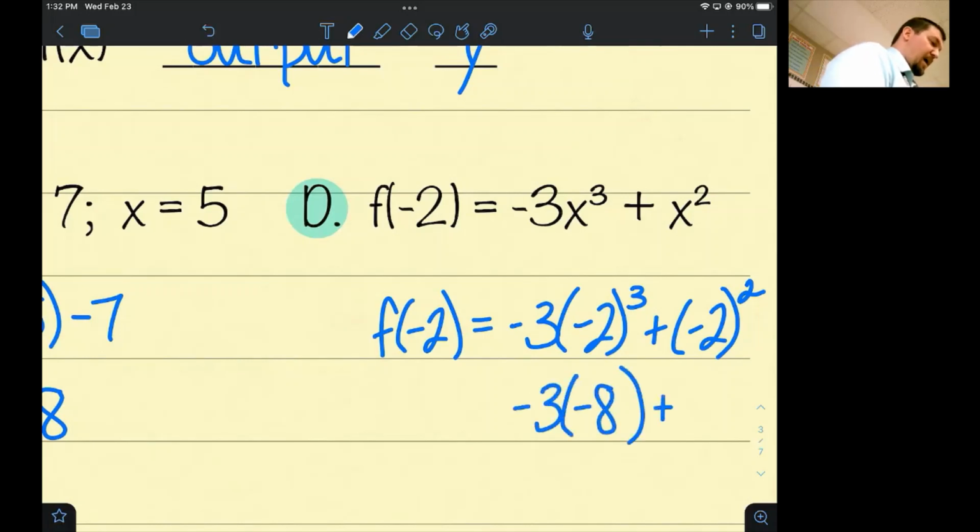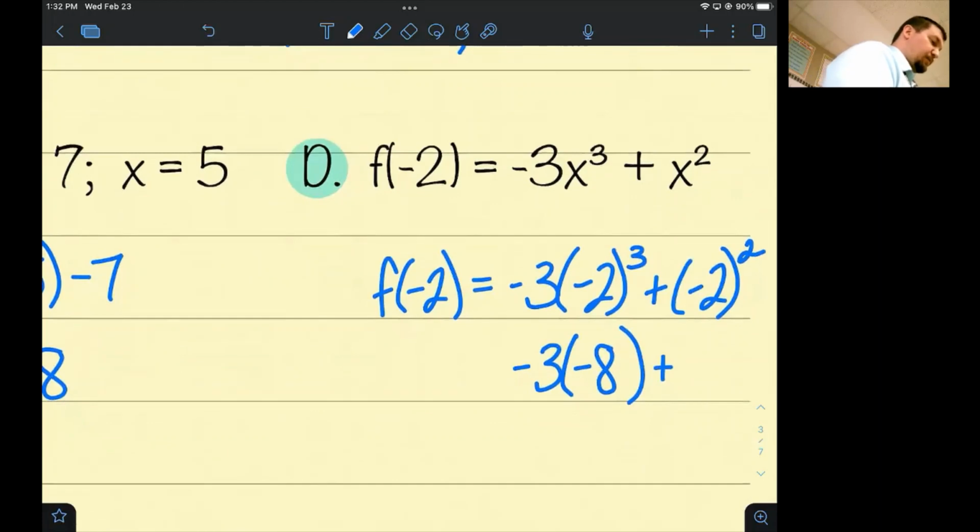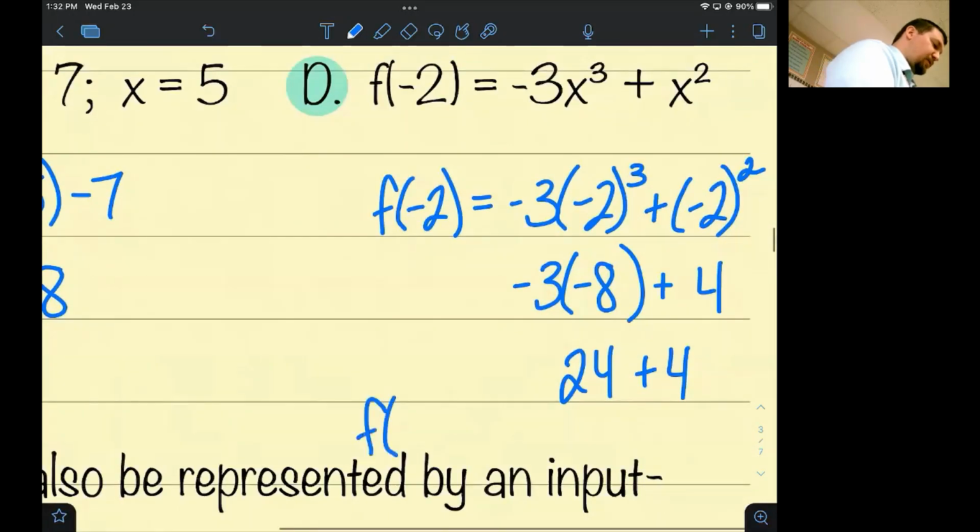While you're at it, go down a notch. What's -2 times -2? +4. Excellent. Okay, so we've simplified this quite a bit. Emerson, take it from there. What's -3 times -8? Okay, and what's 24 plus 4? So when I input -2, f of -2 is going to give me 28.